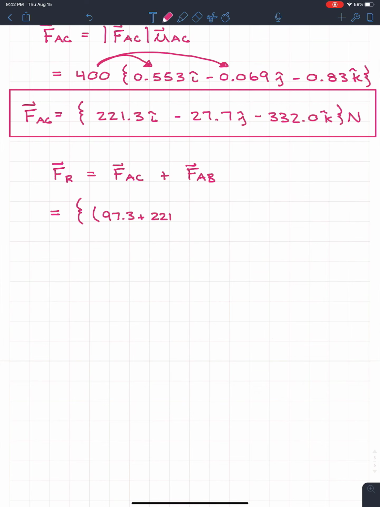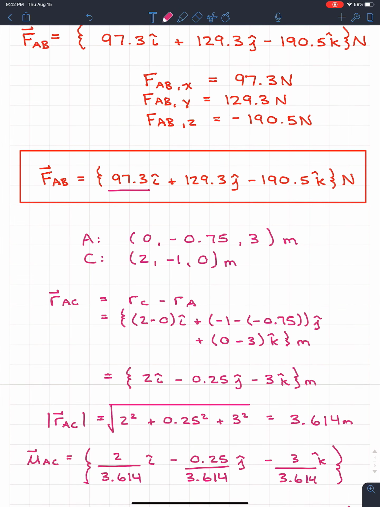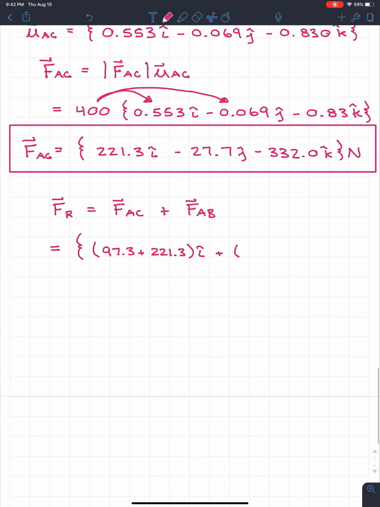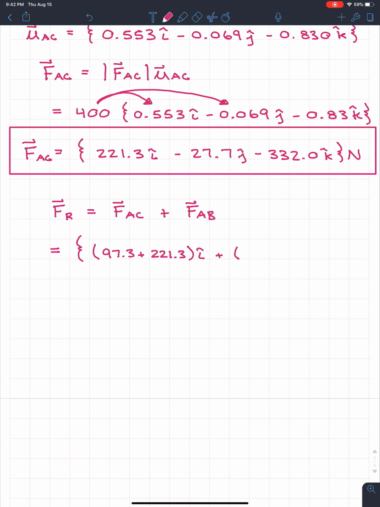221.3. So that's going to be the coordinate in the I direction. I'm going to plus the stuff for the j. So I look up here, we got 129.3 J, so we're going to go 129.3, and then we're going to add the negative 27.7, so I'm just going to go in brackets, negative 27.7, and that's going to be in the J direction.